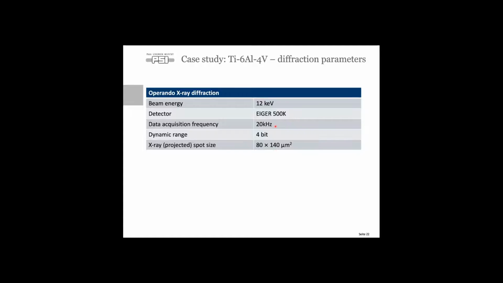And the X-rays are detected with an Eiger detector. It's a 500,000 pixel detector, which is operated at 20 kilohertz. We can go up to 40 kilohertz. Now, of course, at these very high speeds, we cannot have a very high dynamic range. So it's limited to a 4-bit dynamic range for these kind of measurements. But this is more than sufficient for these kind of applications.